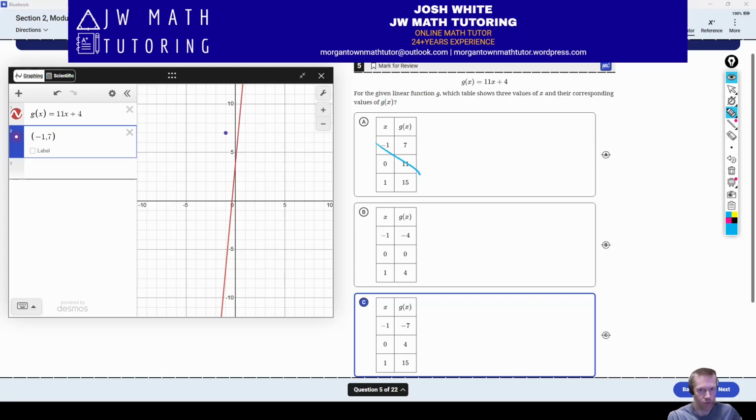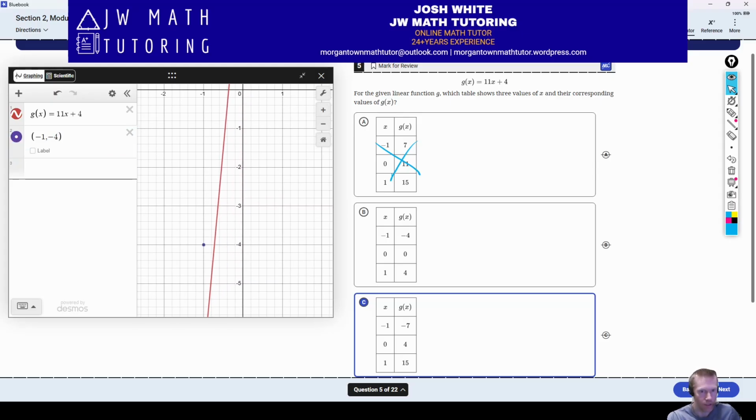Okay, it is not, so eliminate it. Then move on to answer choice B, -1, -4. Is that on the line? Nope, it is not. So you would eliminate it. Then if you go to C, you'd go through all three of them and you'd see that they all work. And that would be correct.